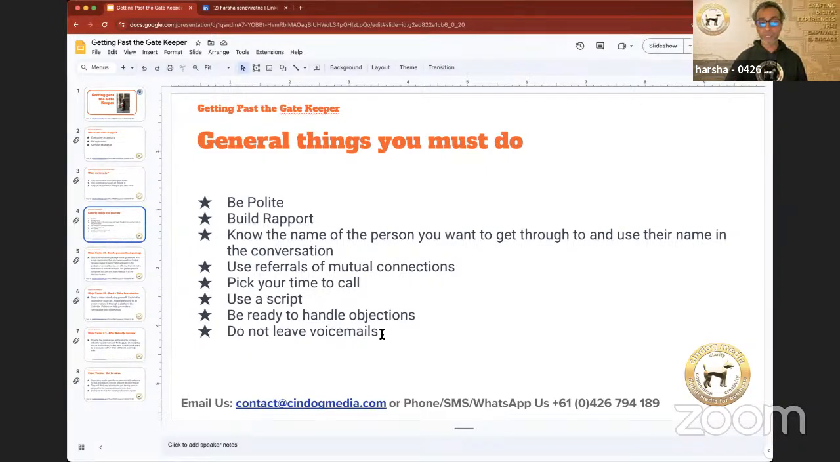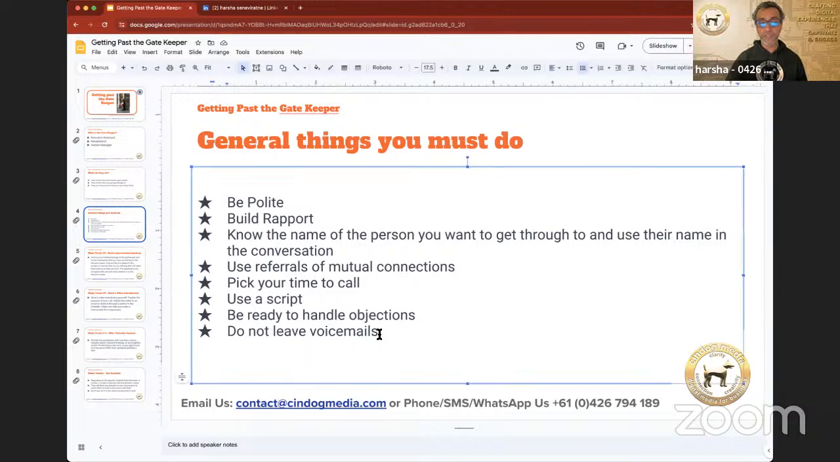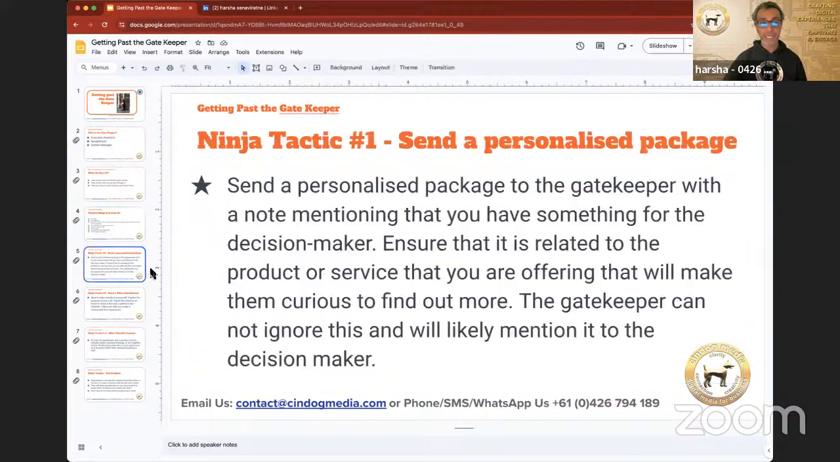Do not leave voicemails. Now, you may get some advice to leave voicemails. I would avoid leaving voicemails because if you keep calling and leaving voicemails, it's just going to get annoying. I would just endeavor your best to call at the right time and get through to someone so you can actually speak to someone. Again, it's up to you whether you leave a voicemail or not. However, that is what I suggest.